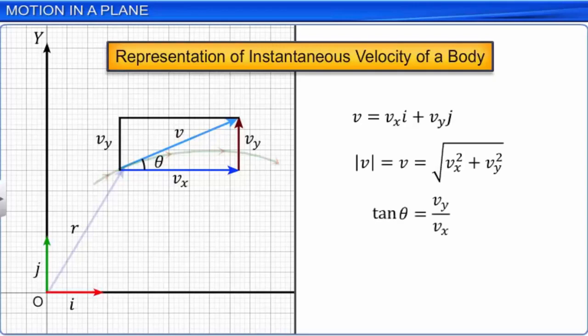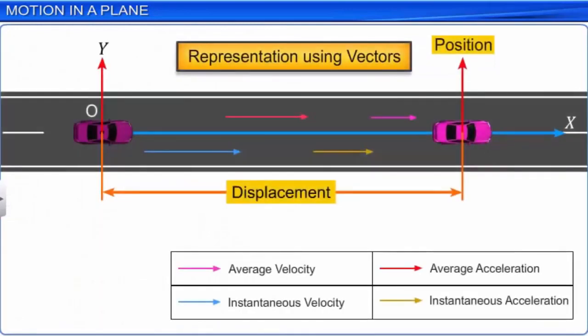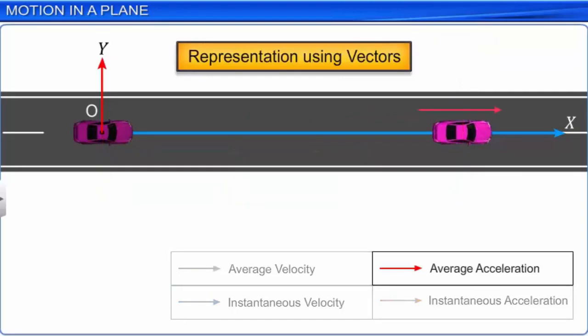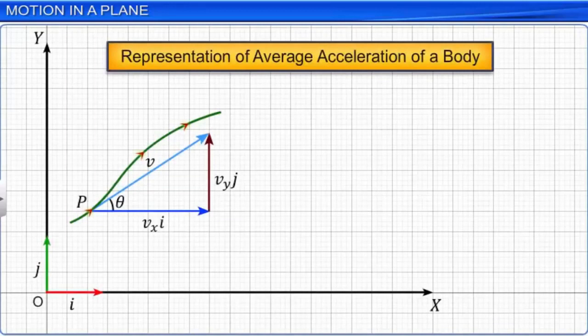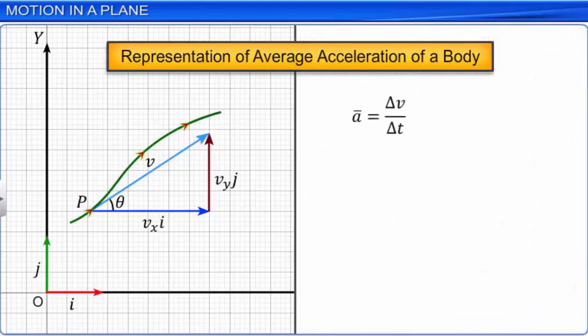Next, let's discuss the representation of average acceleration of a body using vectors. Consider a body moving in the xy plane. During the time interval delta t, its velocity has changed by delta v. Its average acceleration a bar is equal to delta v by delta t. On substitution and simplification, we get a bar is equal to ax i plus ay j.